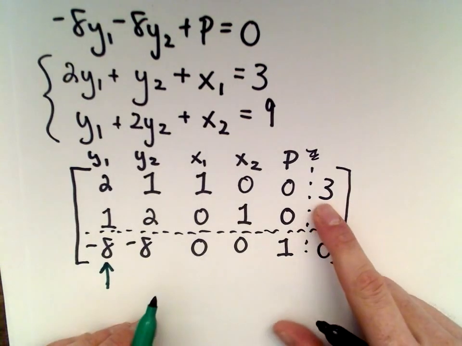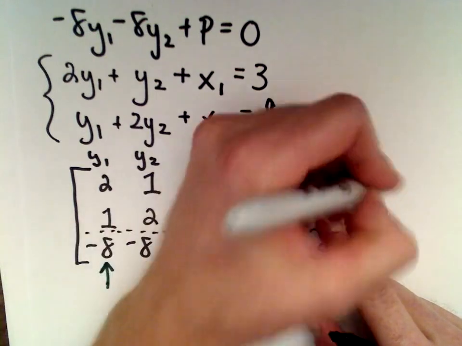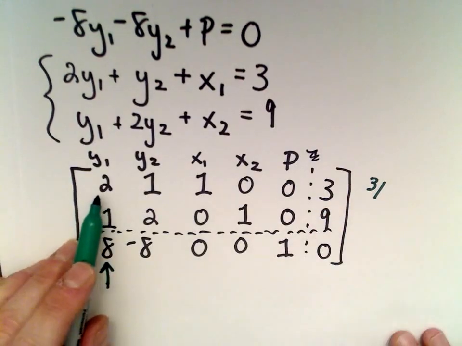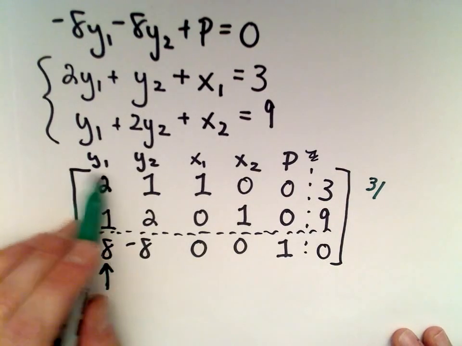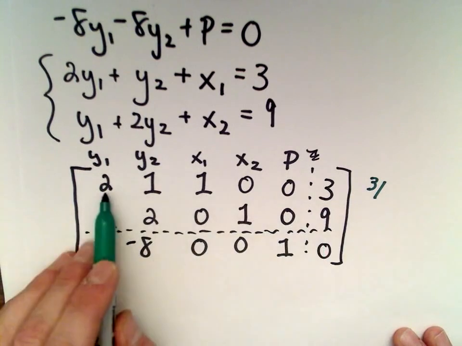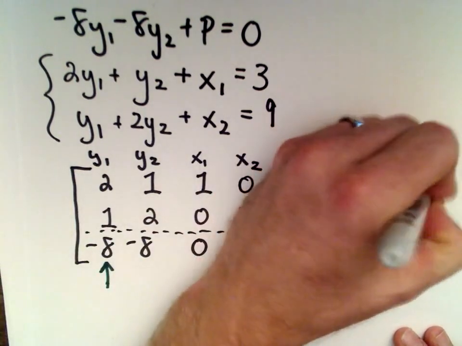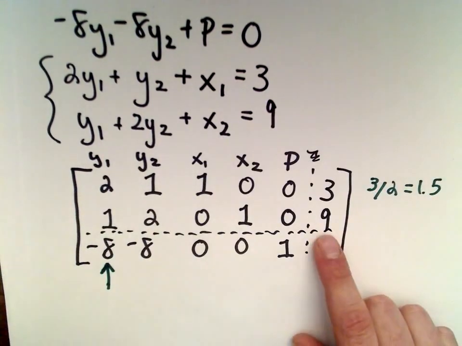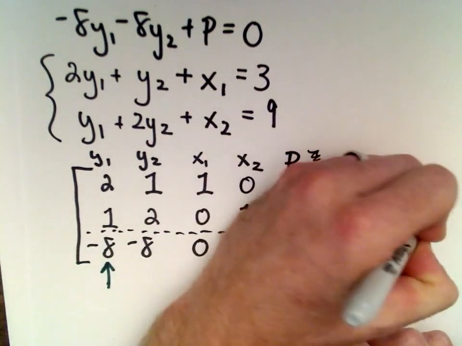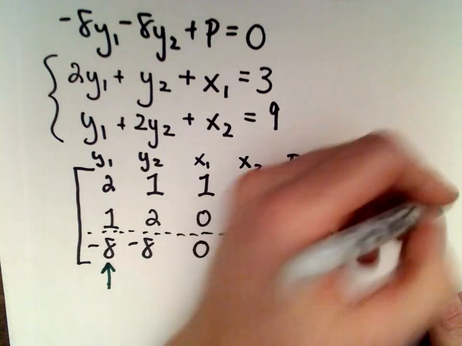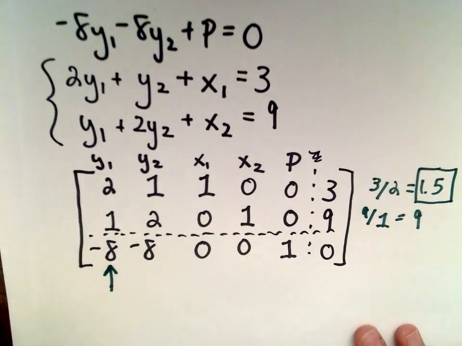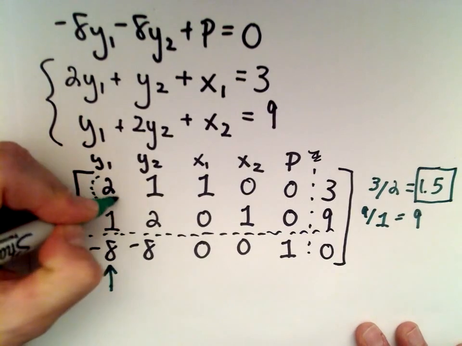Now we have to do a little competition here. We have to take the constant, recall, over here on the far right side, which is 3. We have to divide it by whatever the coefficient is of y sub 1 in that column. So in this case we would have 3 divided by 2. Well, that's just 1.5. And then we would also take 9 and divide that by 1. Well, that gives us 9. Again, we take the smaller value, so 1.5 is certainly smaller. That's going to be my pivot element.